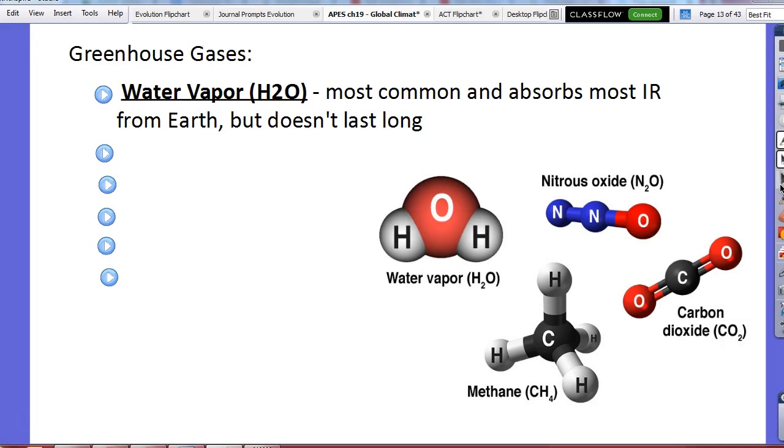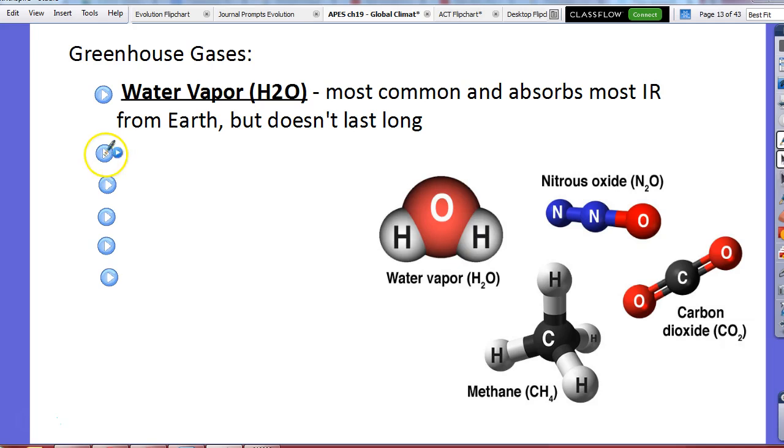Okay, water vapor is the most common greenhouse gas, but we don't really care that much about it. The reason is that while it absorbs infrared radiation from Earth, it doesn't last very long. Because we know that water evaporates, or it forms clouds, it condenses, it forms precipitation. It doesn't last very long, and so we don't care about it. It's also not a significant man-made greenhouse gas. So even though water vapor can be produced from human actions, most of it is produced by natural processes.